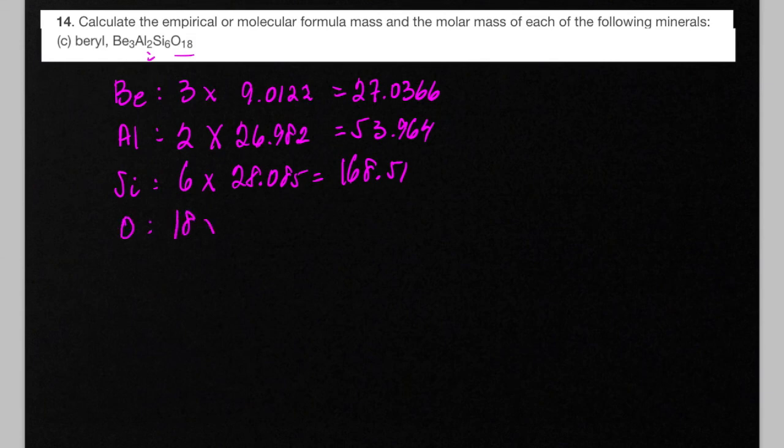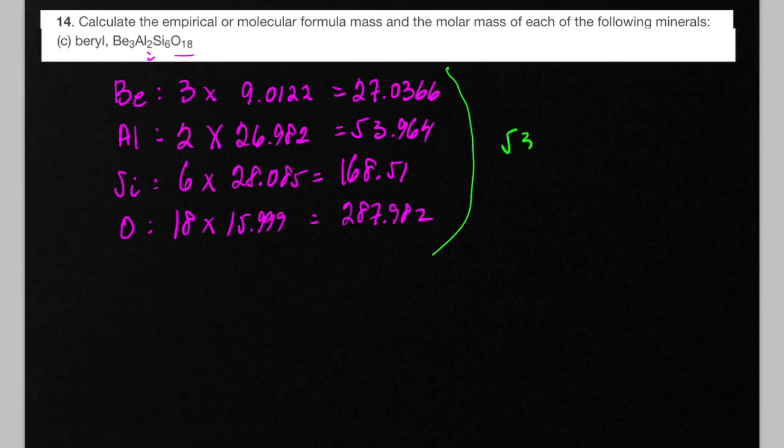And the last element here is oxygen, and we have quite a few of those, 18. And that comes out to be 287.982. Now the last step to figure out the molar mass is to add up all of these. So let's go ahead and do that. Okay, and I get 537.4926 grams per mole.